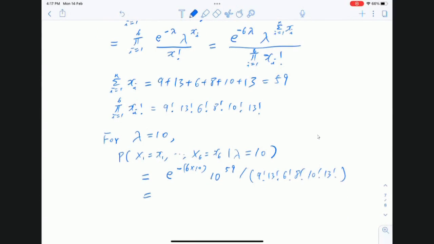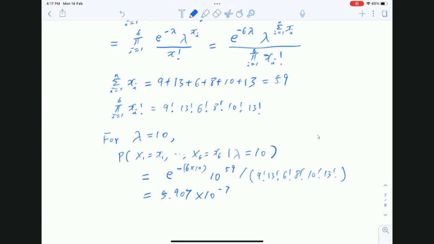Then again, using your ordinary or scientific calculator, we can get the result equal to 5.907 multiplied by 10 raised to the power minus 7, which is a very small number. Usually this joint probability, as long as the sample size is large, will be even smaller because we are multiplying a lot of probabilities together.